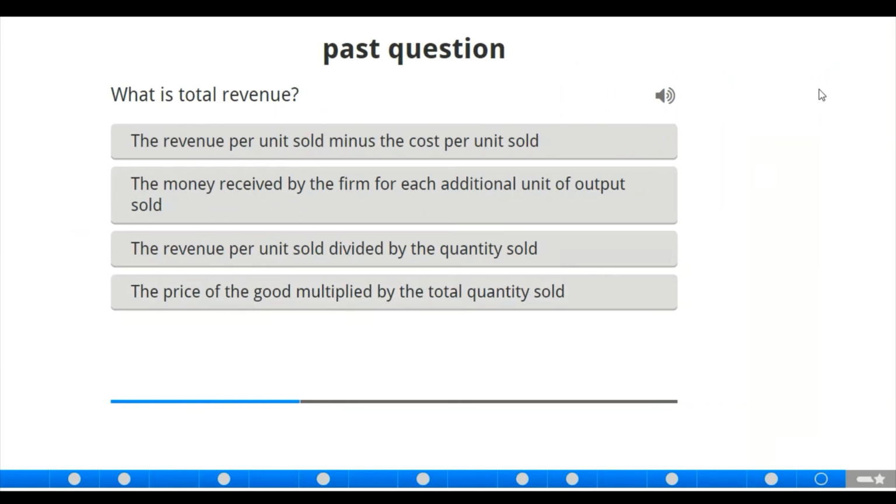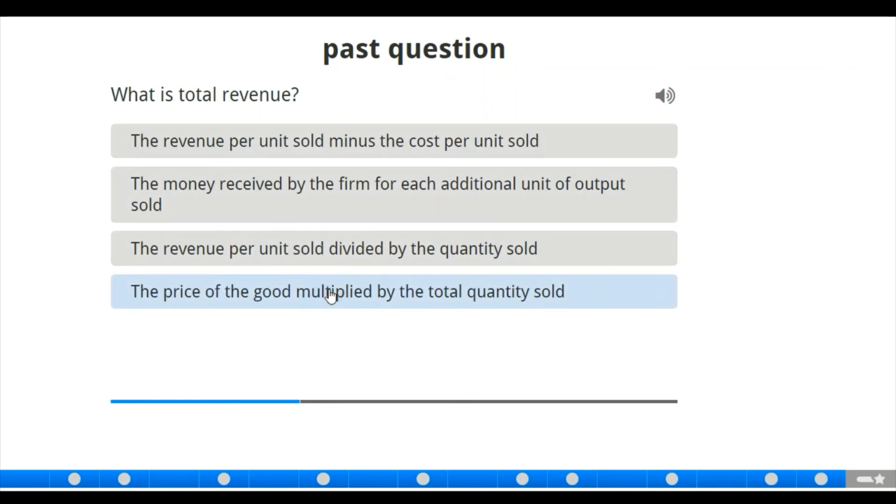Moving to the next slide. Well, we also have two past questions here. What do we know as total revenue? We have defined this earlier. What is total revenue? The revenue per unit sold minus the cost per unit sold. Is that the correct answer? Of course, no. The money received by the firm for each additional unit of output sold. Of course, no. The revenue per unit sold divided by the quantity sold. Of course, no. That is average revenue. Now we have the last option to be the price of the goods multiplied by the total quantity sold. Of course, that is our answer here.